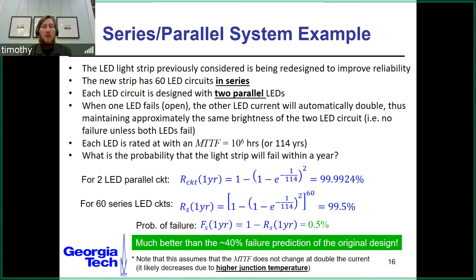And then there's a side note. Note that this assumes that the mean time to failure does not change at the doubling of the current. Now, this likely would create a higher temperature environment or a higher current flow environment, which would change the lifetime of that single part. We're not going to go that deep into the statistics.